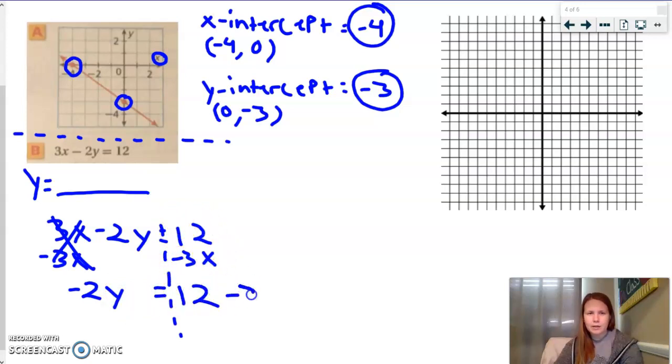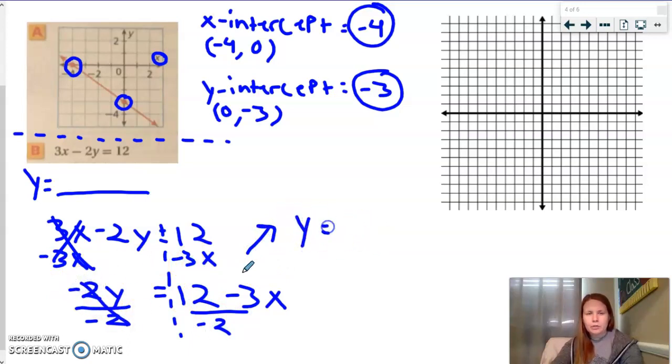So 12 minus 3x. And then I need to get rid of this negative 2, so on each side I'm going to divide by a negative 2. I'm going to rewrite it up over here. So these cancel. I'm left with y equals, and 12 divided by negative 2 is negative 6. And then a negative 3 divided by negative 2, and I can keep this as a fraction. It would make it a positive, so I'm going to add it as a plus 3 halves x. So we're going to still use our table to help us make a graph for this.